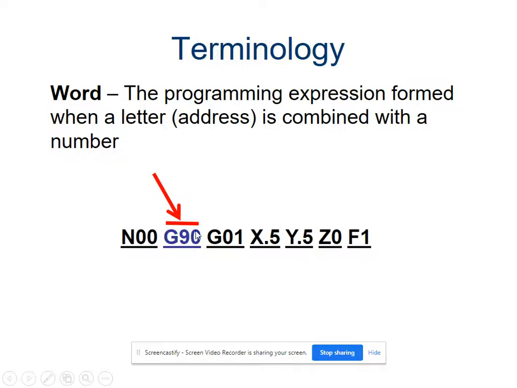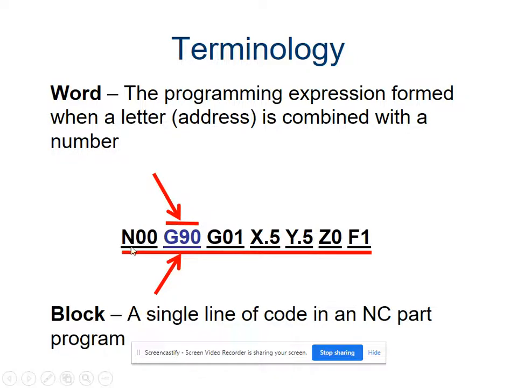One of these pieces, like the G90, is referred to as a word, and the programming expression is formed when a letter is combined with a number. So letter and number together is a word. So it's like hola is in Spanish, okay? It's a word.